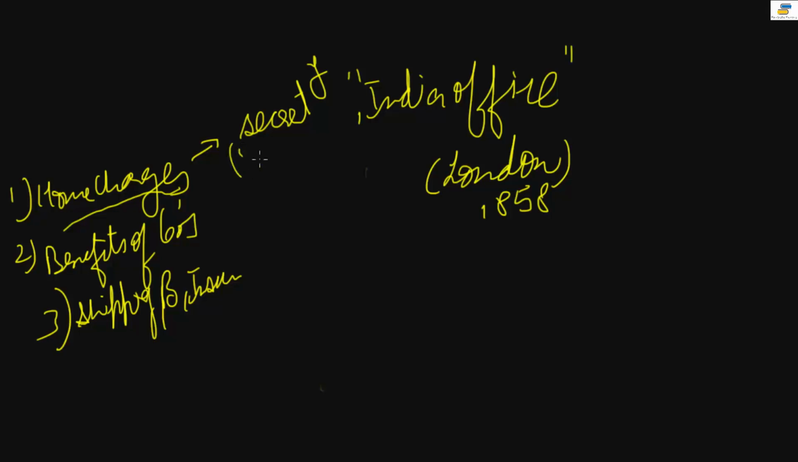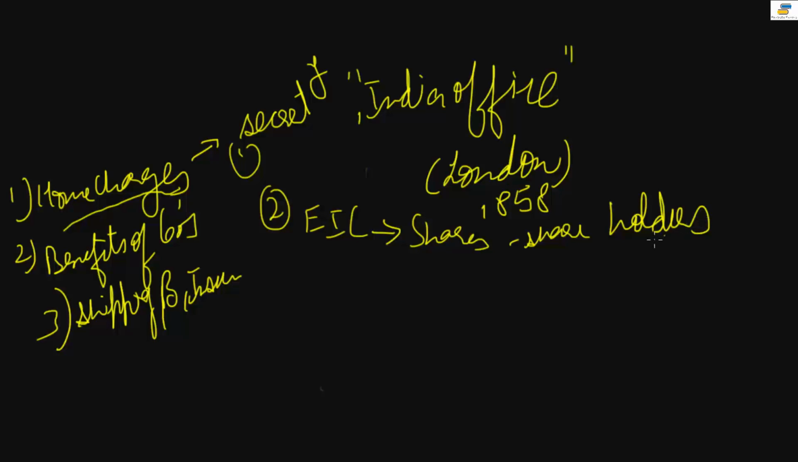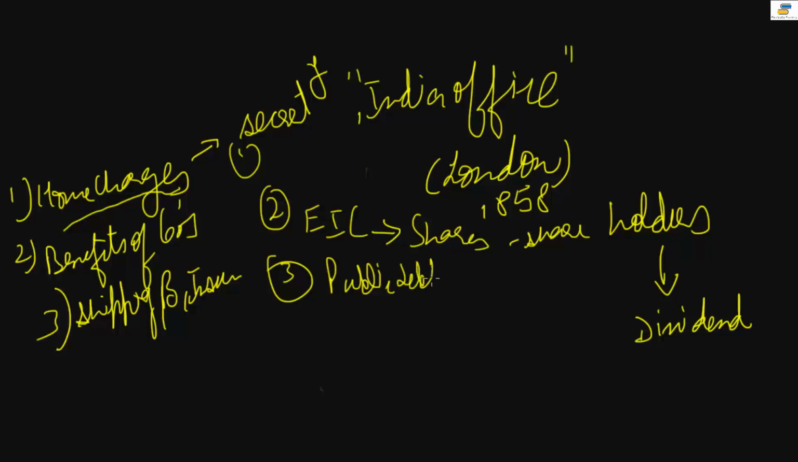That is number 1. And what else is part of drain of wealth? Number 2: we know there was East India Company, it had shares, so there were shareholders, and these shareholders were paid dividend out of the profits of India, and this was also part of home charges. Number 3 is the public debt of India. I've already talked about it, I will not explain it here. There was interest on this debt which was paid through India. This was also a part of home charges.